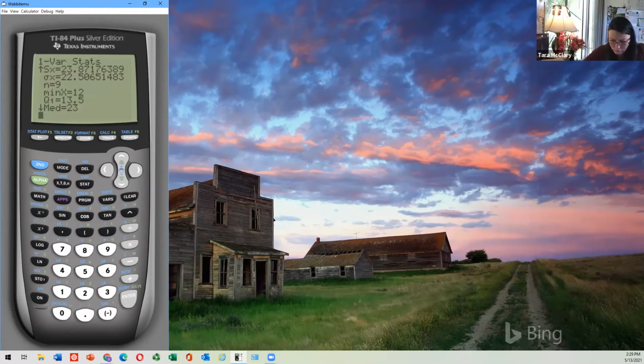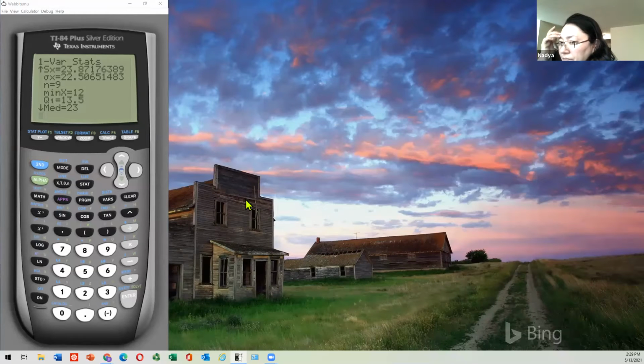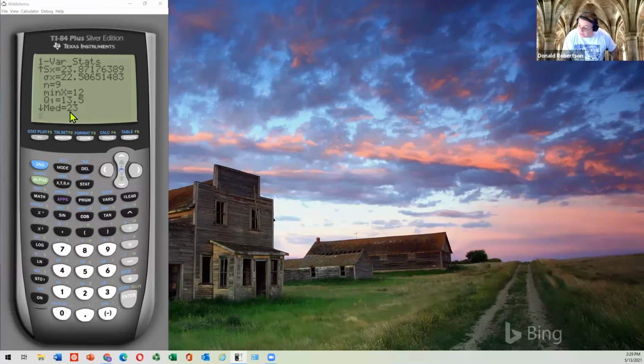I am going to do a participation here and mute you. There we go. So did you see how the median is 23?